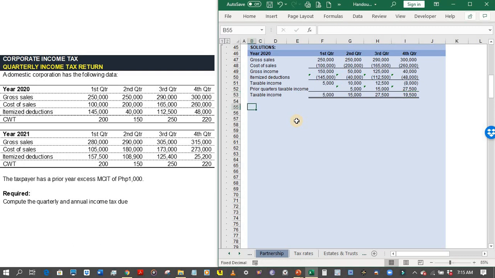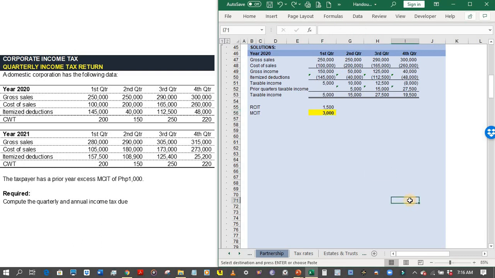So since we are done now with the computation of taxable income, we are now going to compute for the RCIT and MCIT. Again, even on a quarterly basis, we are going to compare the RCIT and MCIT. So let us start with RCIT. So the RCIT is 30% of the taxable income. Since our taxable income for the first quarter is at 5,000 pesos, the 30% is 1,500. And since MCIT is based on gross income, so that is 150,000 pesos and the tax rate is 2%. So our MCIT for the first quarter is 3,000 pesos.